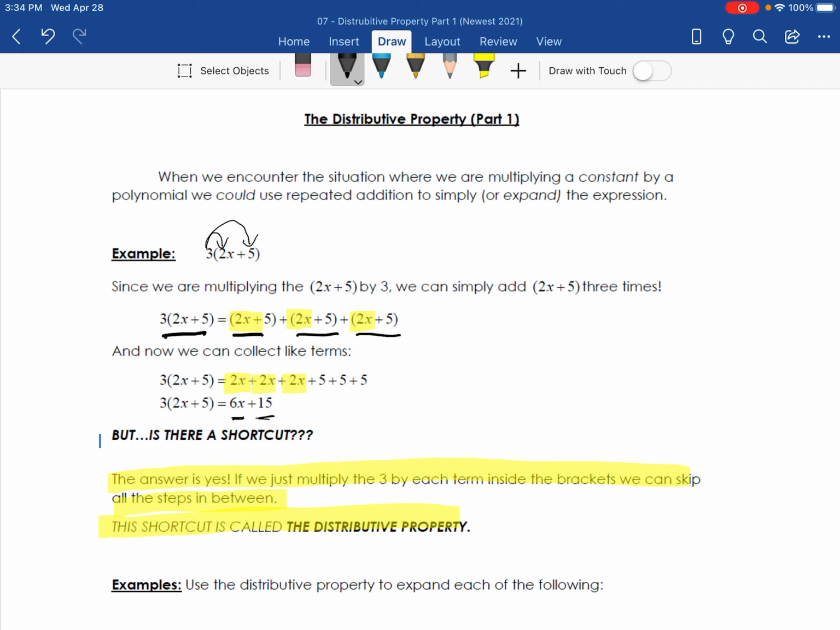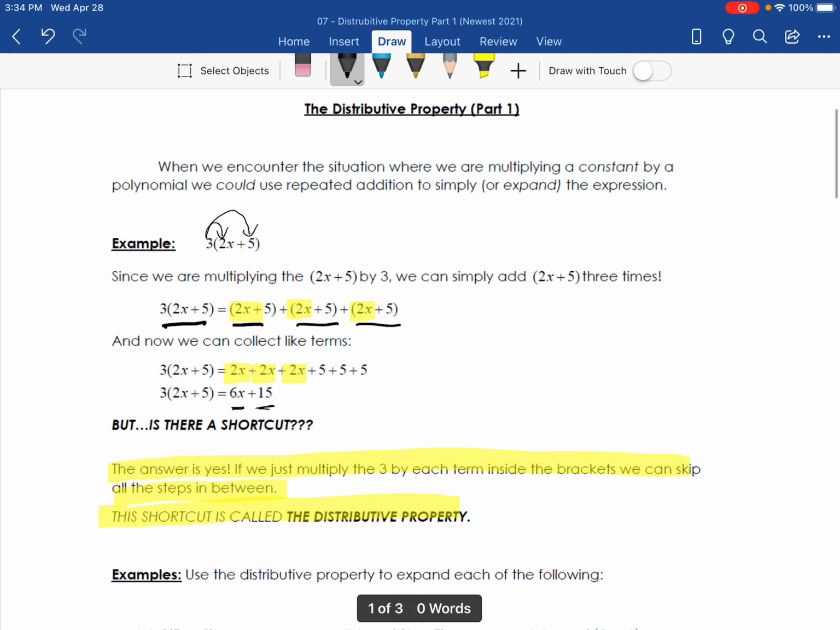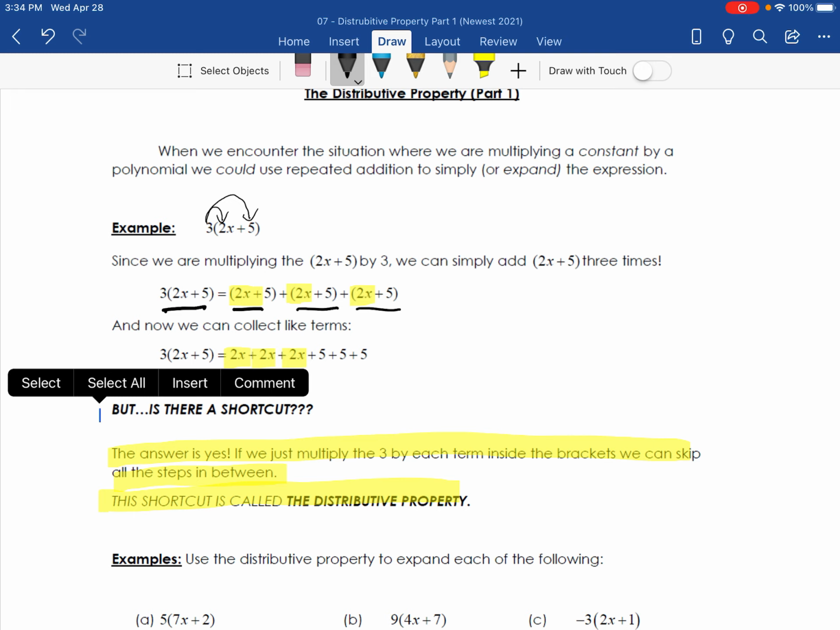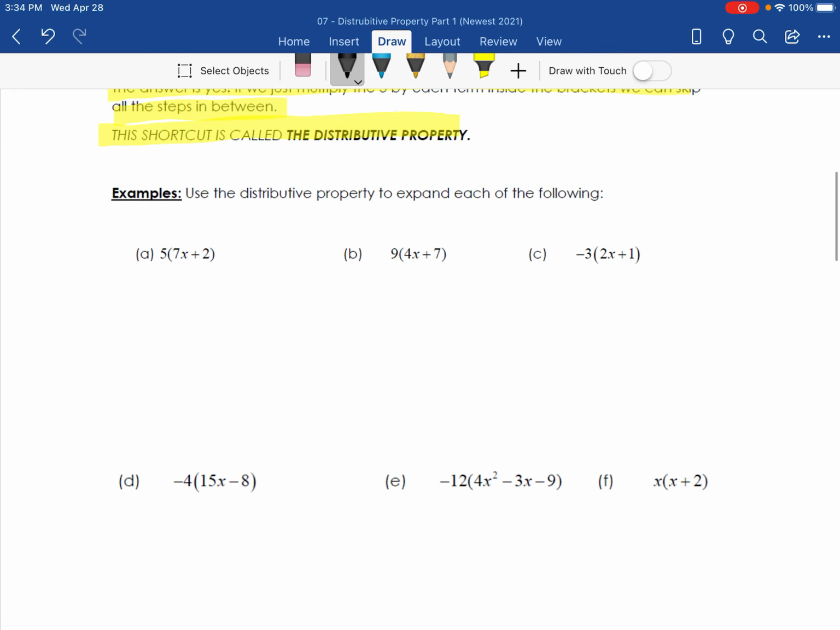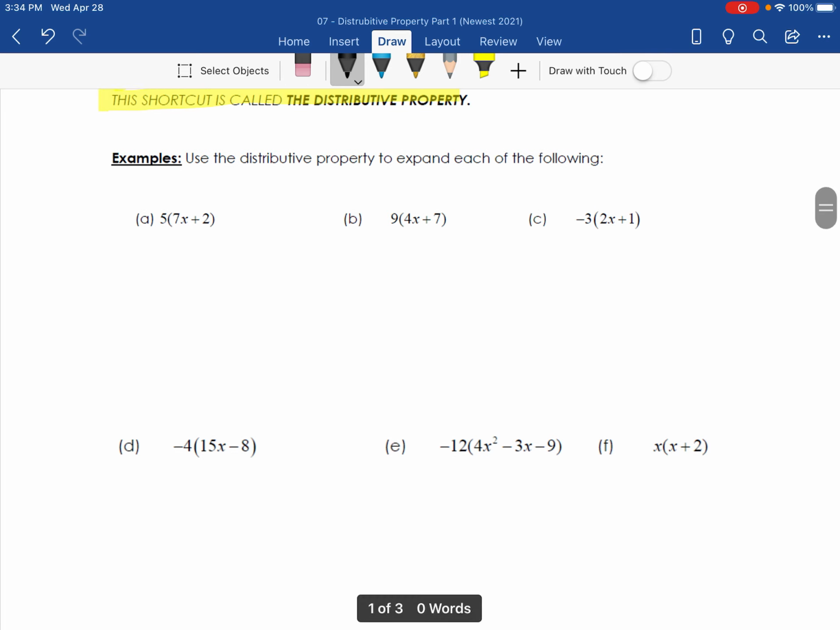If you've got something out in front of a bracket, you just multiply it by each term that's being added inside the bracket. Or subtracted. It works for subtraction too. So some examples just to get the idea. Well, lots of examples. 6 big examples here to get the idea.